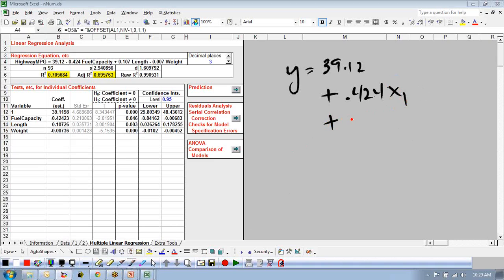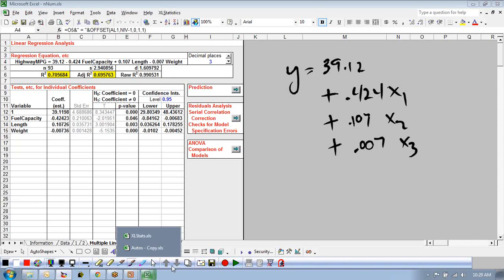Plus 0.107 X2 plus 0.007 times X3, where X1 is fuel capacity, X2 is length, and X3 is weight. And that's basically it. So if we wanted to go ahead and make predictions from this, we could, except that I have forgotten something.